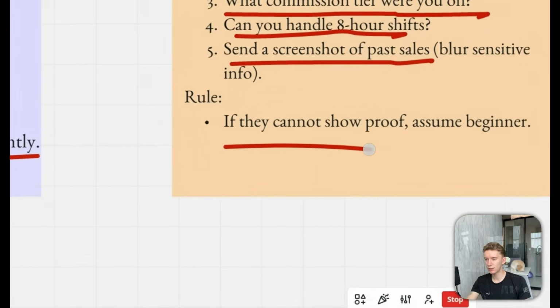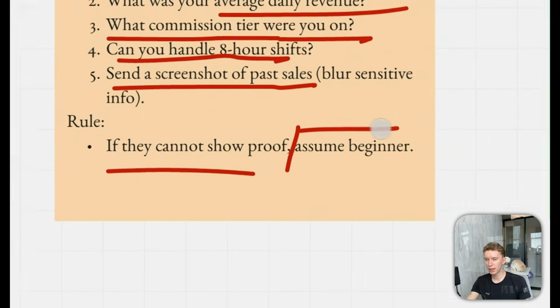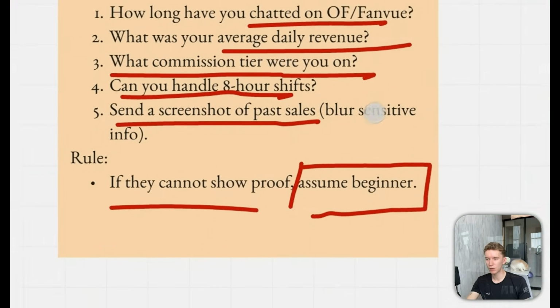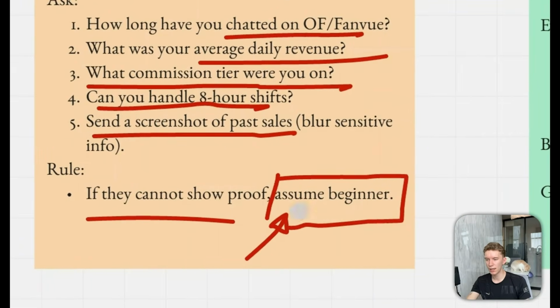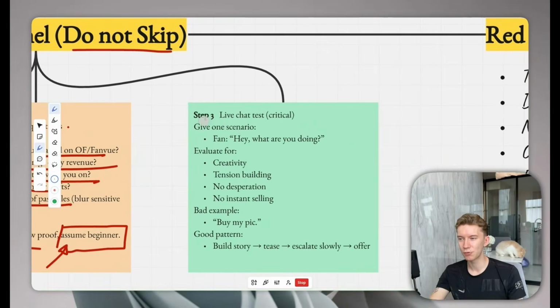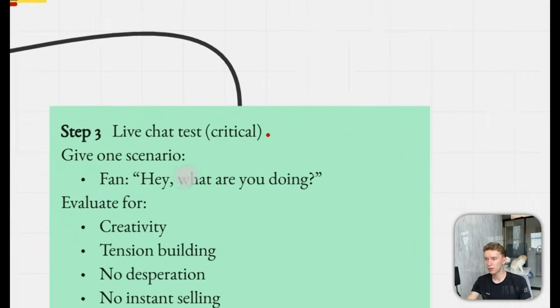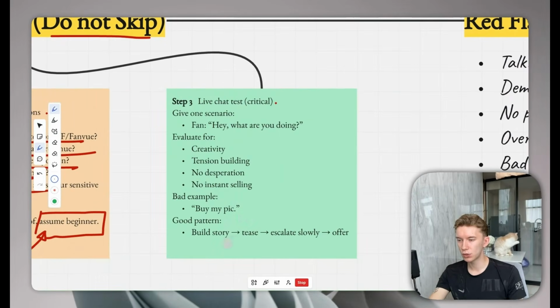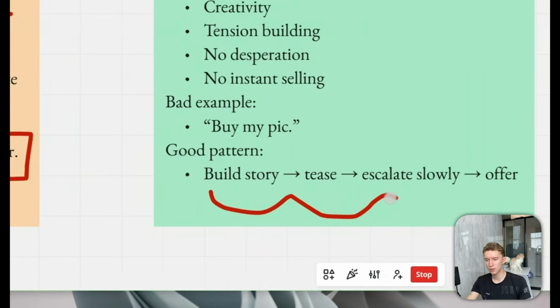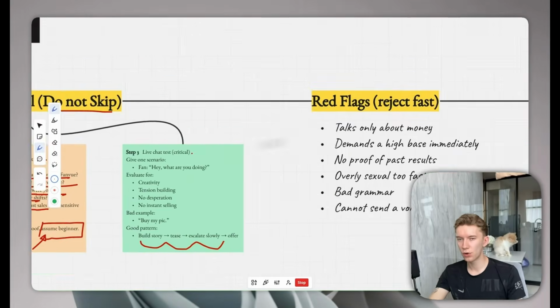Okay, if they can't show proof, assume they're either a beginner or a scammer. And if they've told you they've got experience, don't hire them if they've got no proof. That's a rule of thumb, okay? Then step 3, bring them on for the 8-hour trial shift. And again, see if they're doing all these things that you've taught them on call. And if they do, you're great, okay?